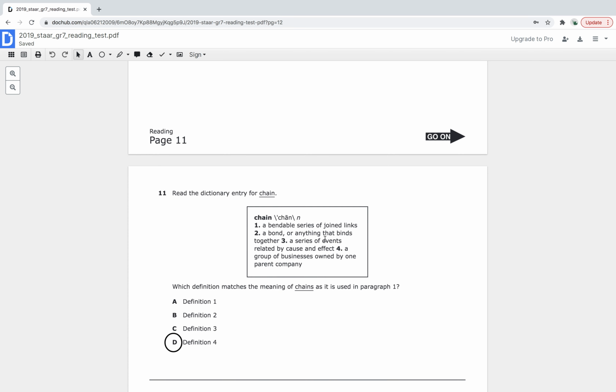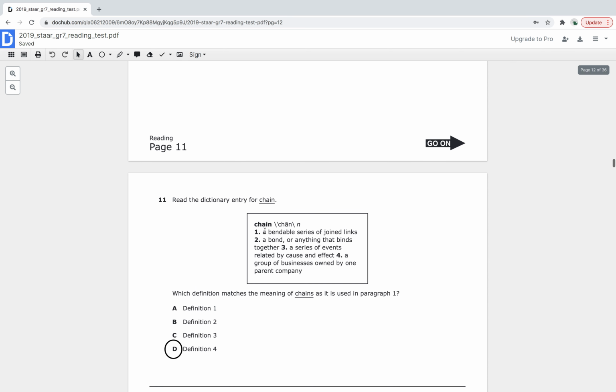Okay, so the answer is not serious events because it's not events. It's grocery shops, which is a thing, not events. A bond that binds anything together. So this is basically correct, but they're not talking about that, and this is more into it, and it fits more. A bendable series of joint links. No. It doesn't talk about something bendable.